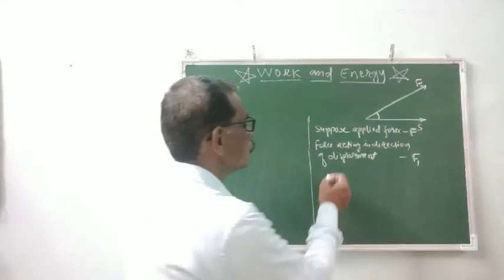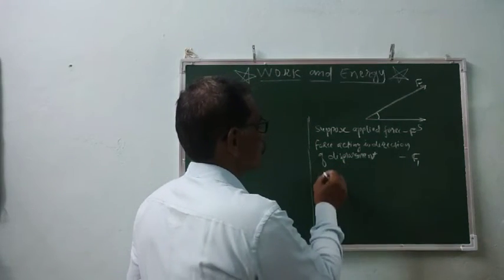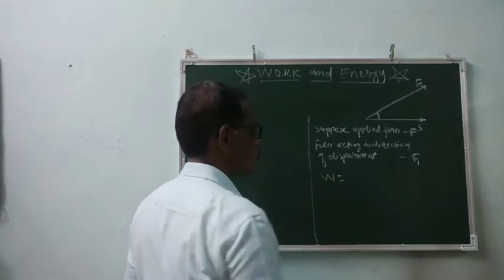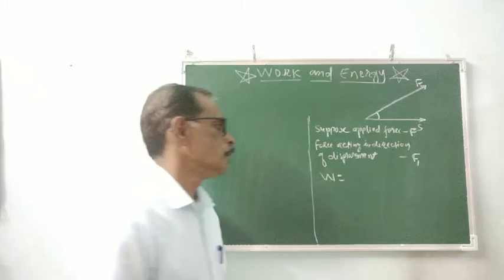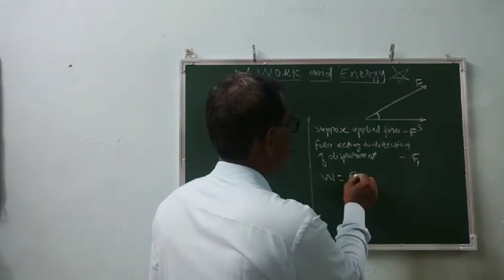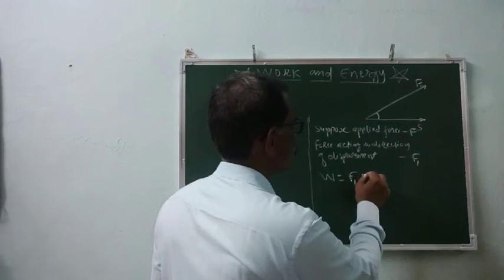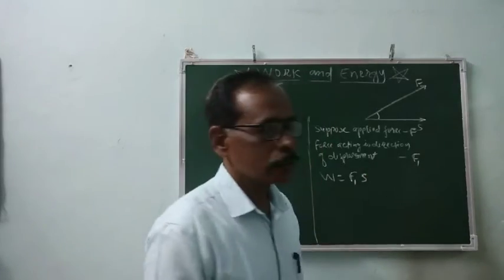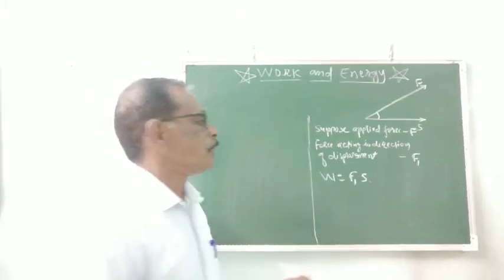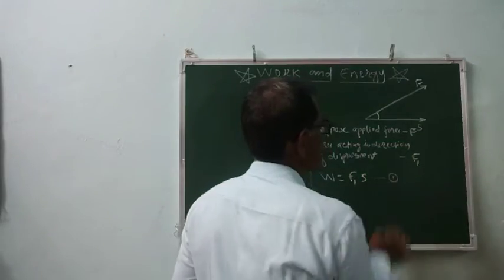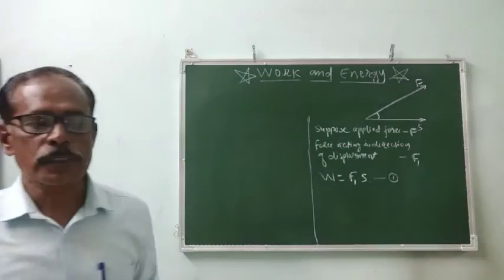Now, what about the work done? That is W. W equals F1 S. We have the formula Fs, but here the force is F1 and the displacement is S. It is equation number 1.